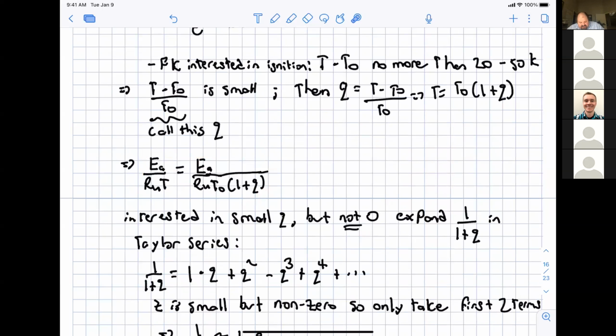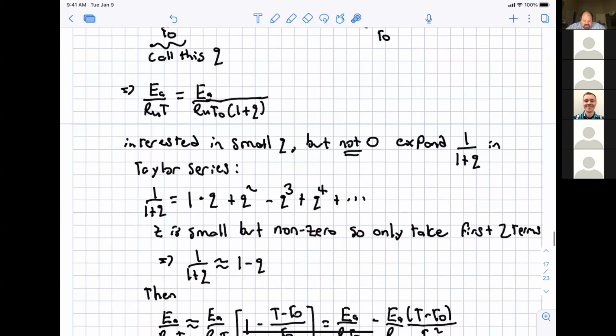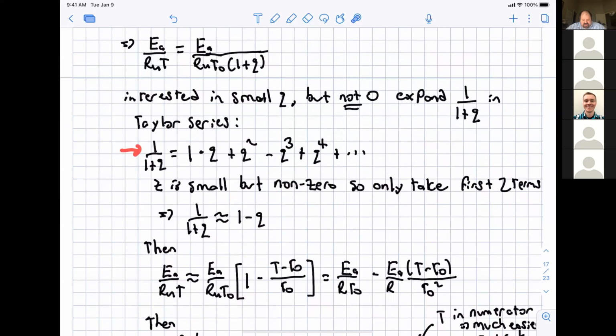So what we're going to do to simplify this term is expand 1 over 1 plus Q in a Taylor series. And if you do that, we get this Taylor series expansion here. You can ask Mathematica to do that for you. Or this is a very common one that you guys did in your Calc 1 class, either in high school or in freshman calculus. Okay. And so, oops, not Z, Q.